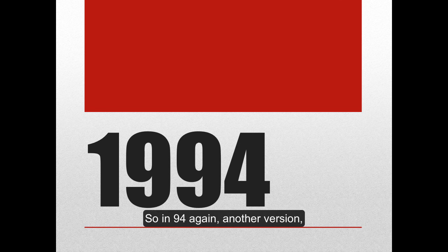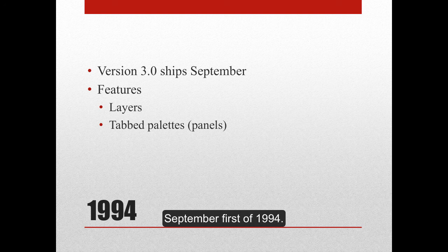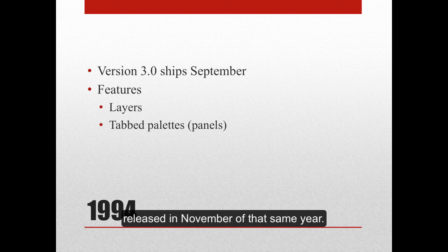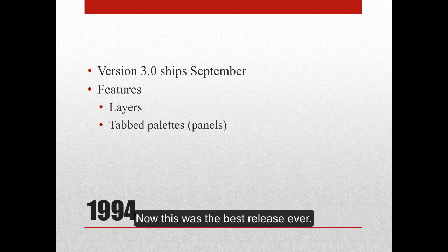So in 94, again, another version. We're looking at Photoshop 3.0. It shipped in September. It was actually September 1st of 1994. And this, a Windows version actually was released in November of that same year. The code name for the Mac version was Tiger Mountain. Now this was the best release ever.